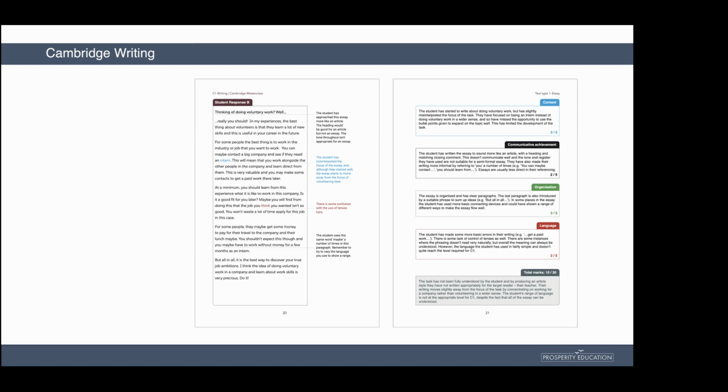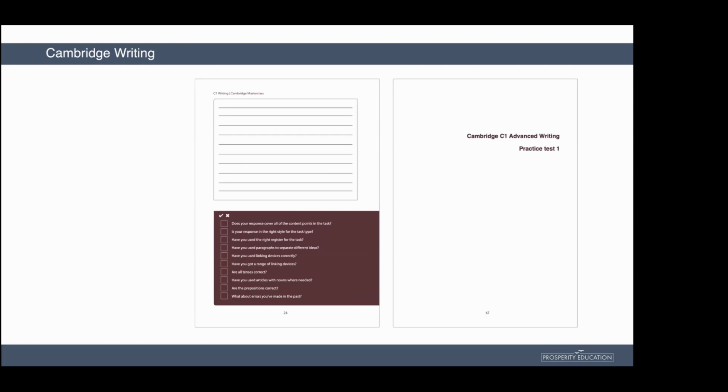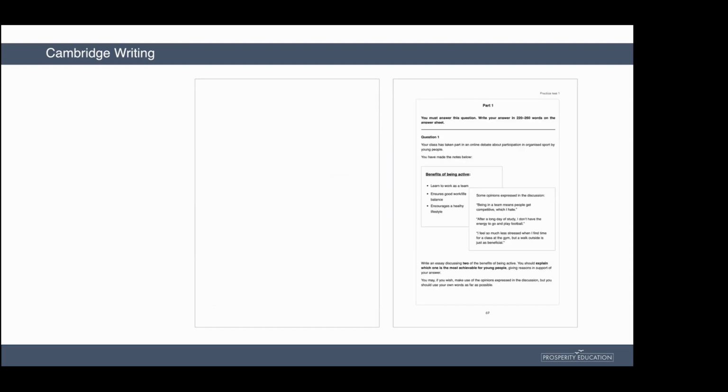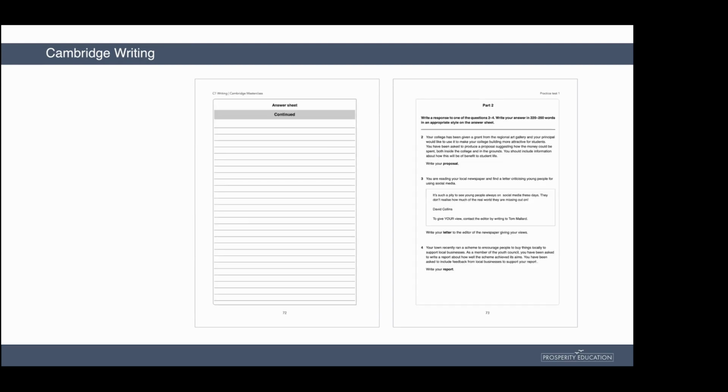So when students have read these two responses, they are then presented with the same question again and have the opportunity to write their own response. Each of these writing books comes with end matter that comprises further practice tests. So each book has 4 complete practice tests, which students can work on once they've worked through each of the units. And I'll quickly run through the pages showing how these exam papers look. So it's part 1 and part 2.